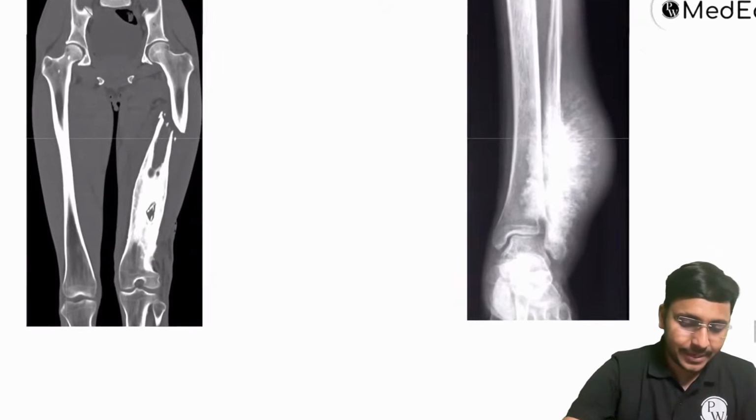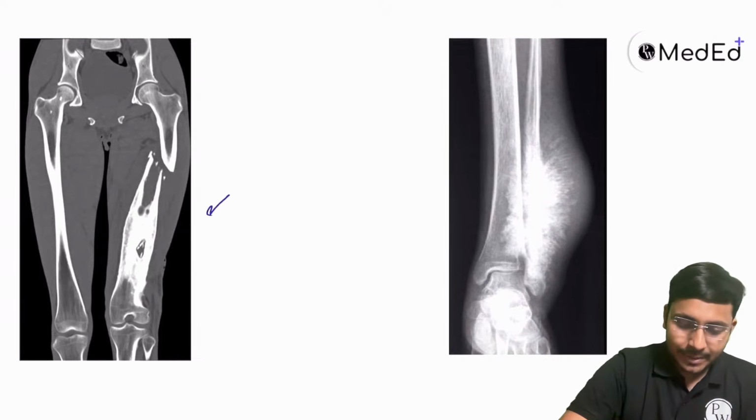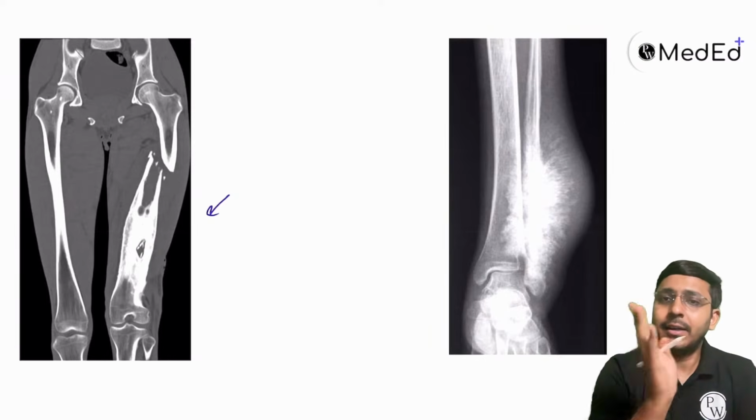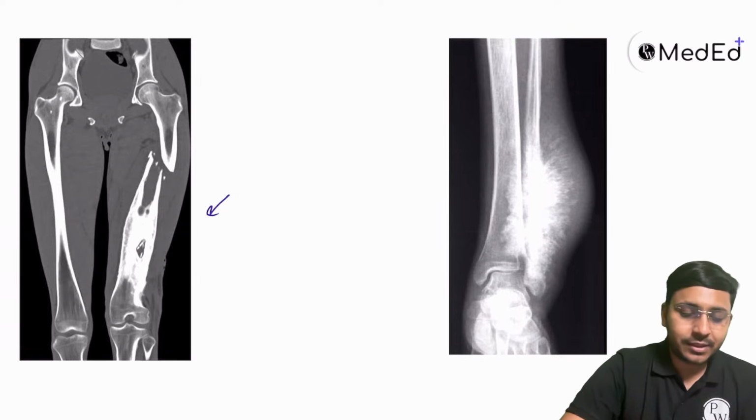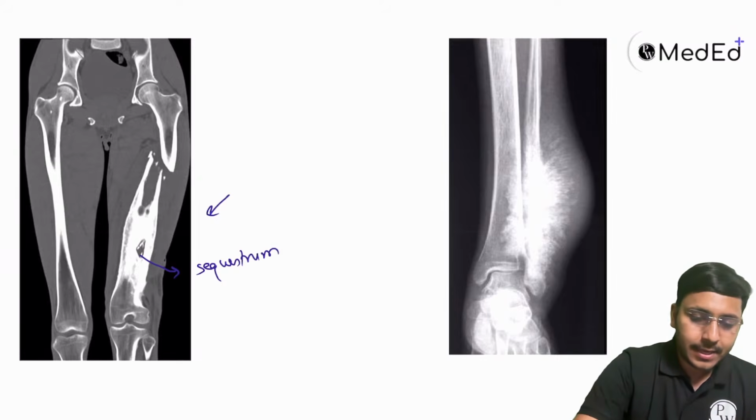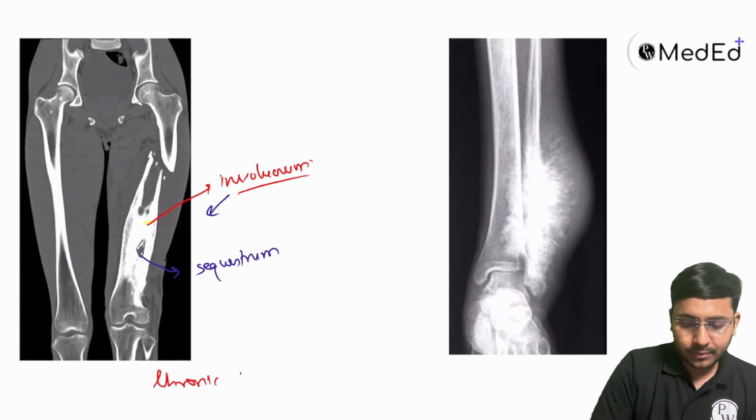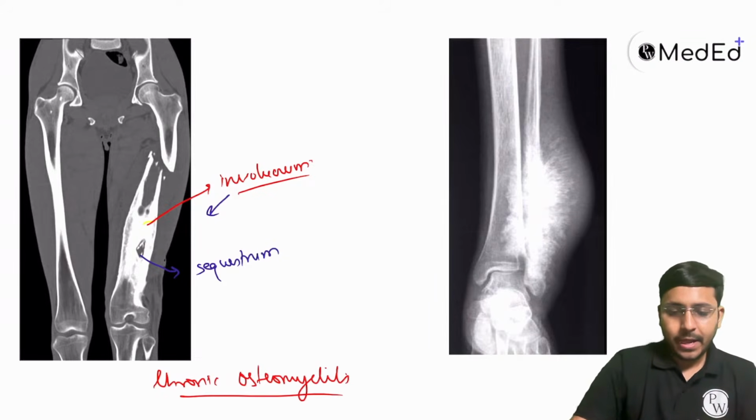Again, this is a CT image. This was asked previously. This is a PYQ. This CT image was asked for chronic osteomyelitis. Earlier, X-rays were asked. Again, this is a sequestrum. And this is involucrum. Again, diagnosis is chronic osteomyelitis.